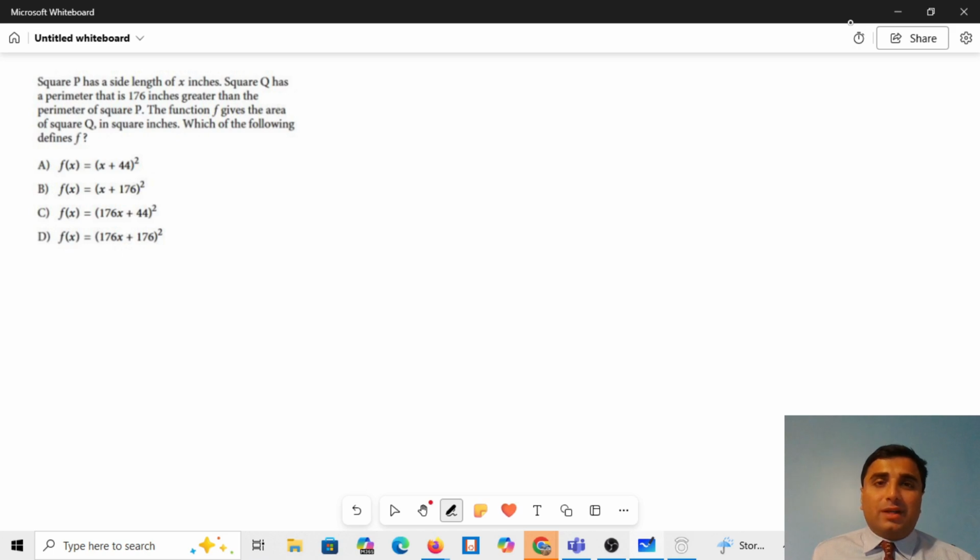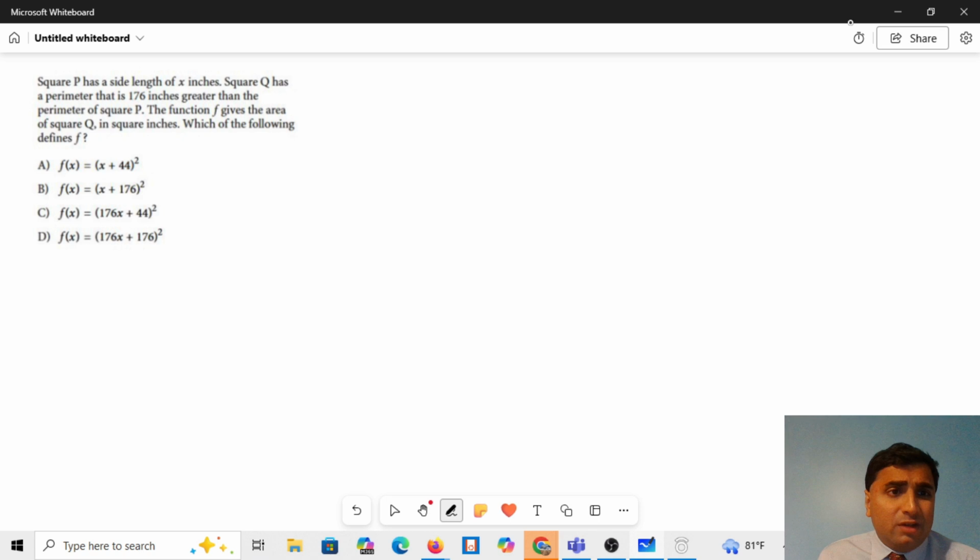Hello everybody, so let's look at this question from the SAT math section. We have that square P has a side length of x inches. Square Q has a perimeter that is 176 inches greater than the perimeter of square P. The function f gives the area of square Q in square inches. Which of the following defines f?